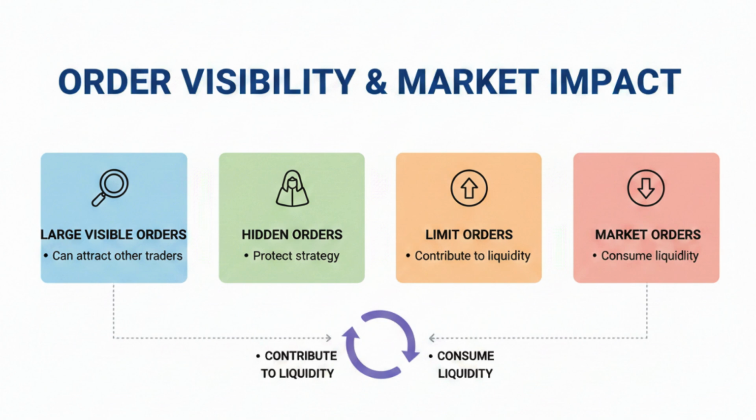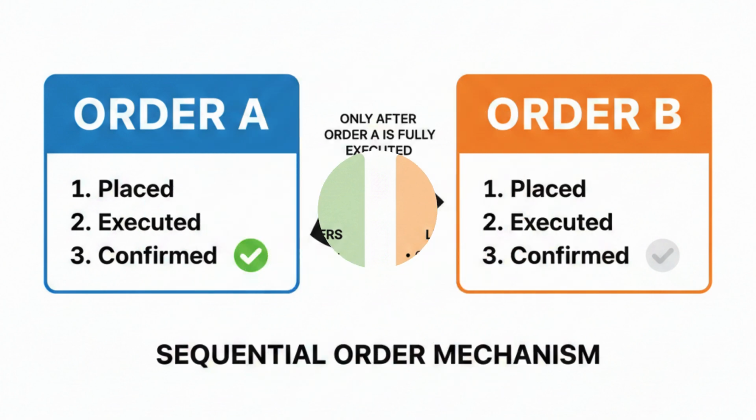Order visibility and market impact. Large visible orders can attract other traders. Hidden orders protect strategy. Limit orders contribute to liquidity. Market orders consume liquidity.